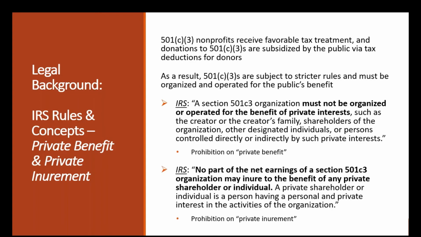And there's a slightly more specific prohibition: no part of the net earnings of a 501(c)(3) organization may inure to the benefit of any private shareholder or individual. And we call this the prohibition on private inurement. It's a little bit more specific because we're specifically talking about net earnings, and so we're specifically talking about financial benefits in this context. So for a 501(c)(3), private individuals cannot reap financial benefits off the net earnings of a 501(c)(3).